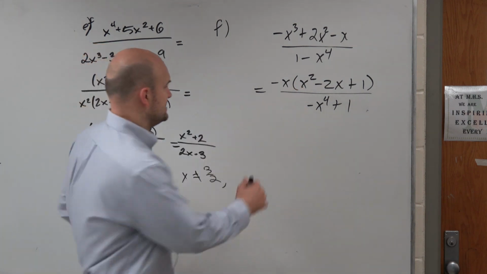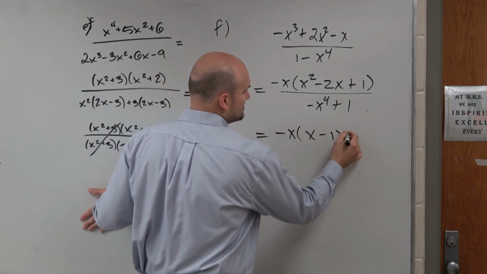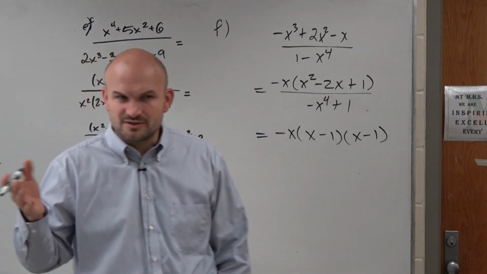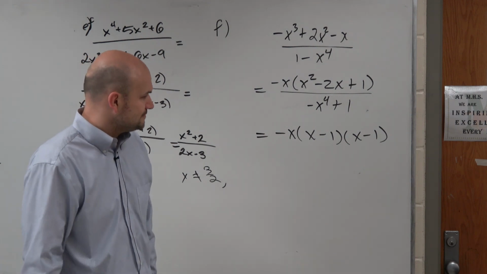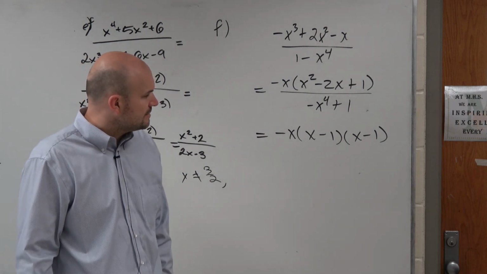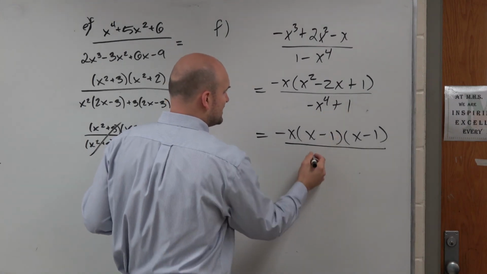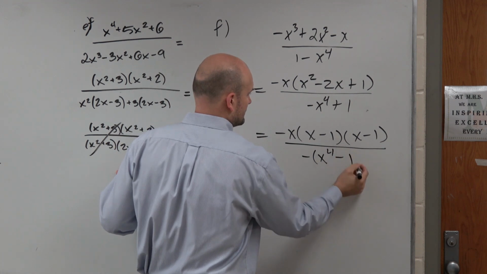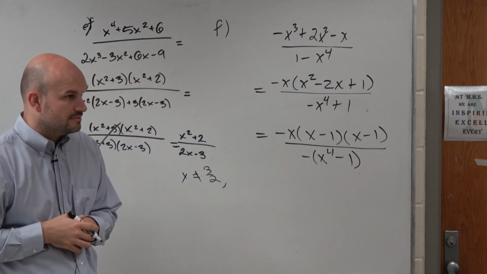So this is factorable. That's a perfect square trinomial. x minus 1 times x minus 1. You could write it as squared, but I think when you're simplifying rational expressions, it's easier to have them just in factored form. Here, if I factor out a negative, that's x to the fourth minus 1, right?